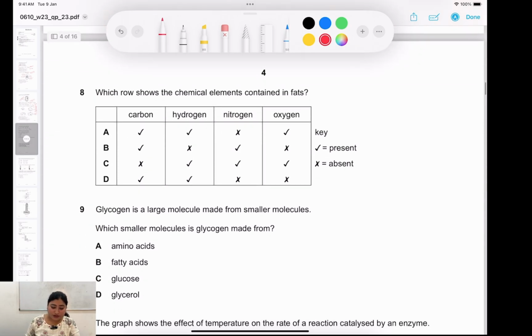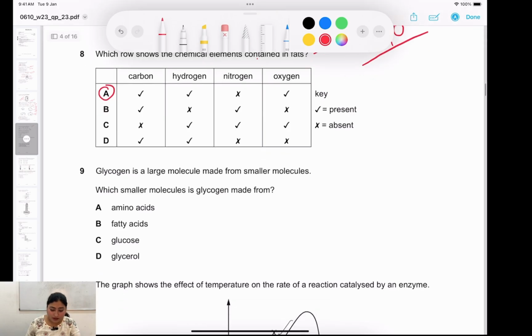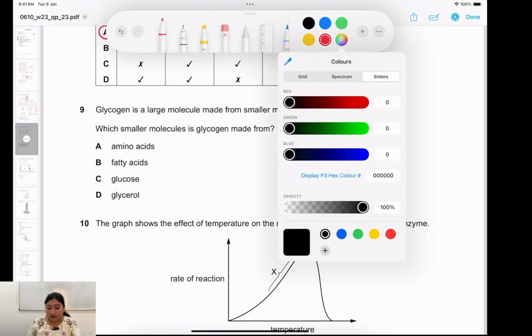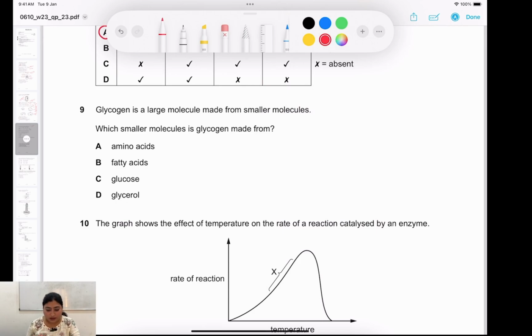Coming to the next question, yes, one of the easiest questions again. Which row shows the chemical elements contained in fat? Fat is basically made up of carbon, hydrogen and oxygen. No more minerals. So these are basically the elements which are present in your fats. As per this, if we go through all the options, the correct option for me is A. Okay. Now coming to question number 9. Glycogen is a large molecule made from smaller molecules.